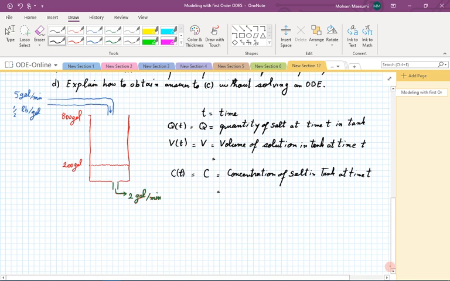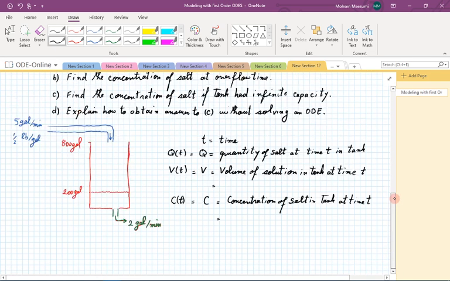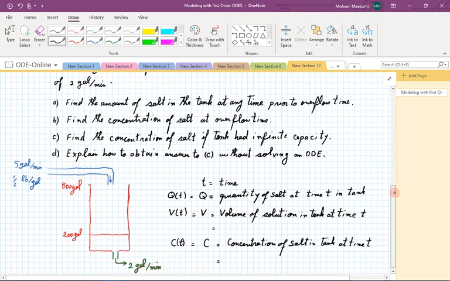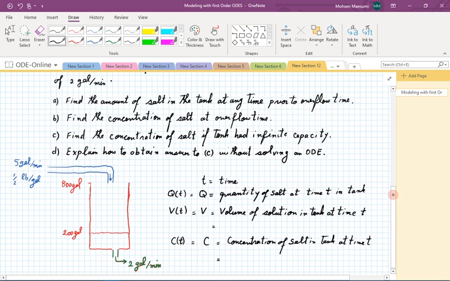So let's see if we can fit all of it here. The setup is a tank. In this tank there's 200 gallons of water already, and inside of this there is 50 pounds of salt dissolved in that liquid. So that is the initial condition of our problem.